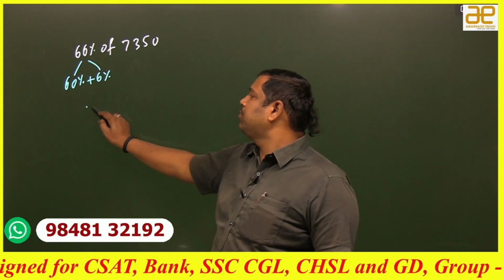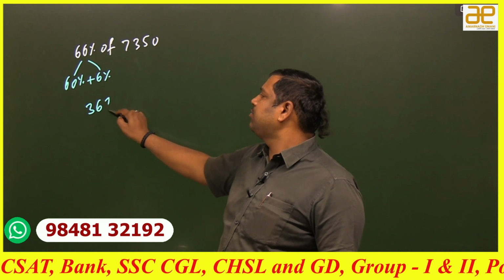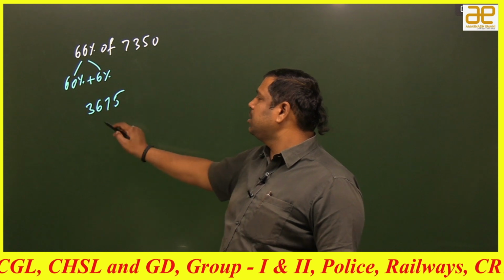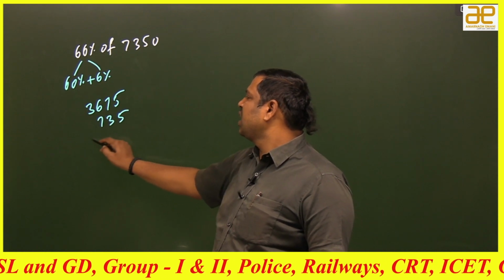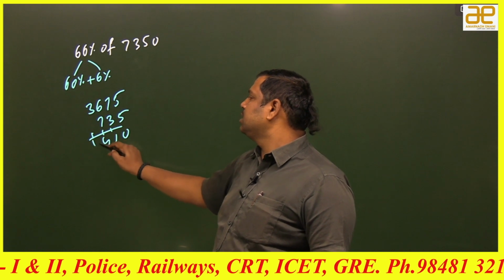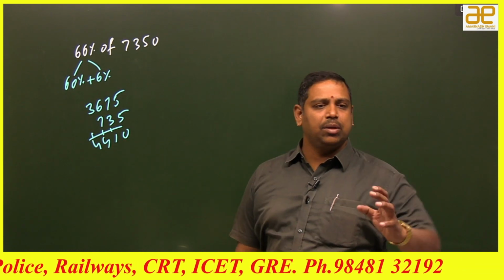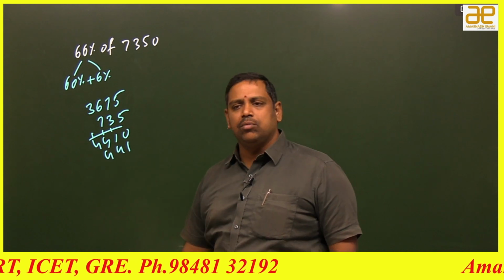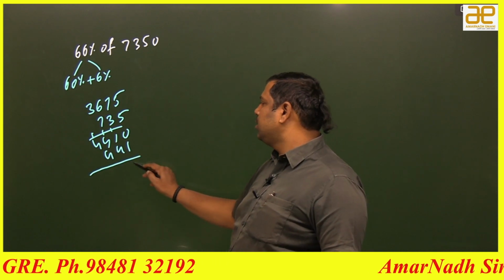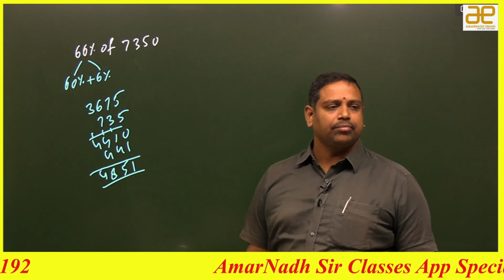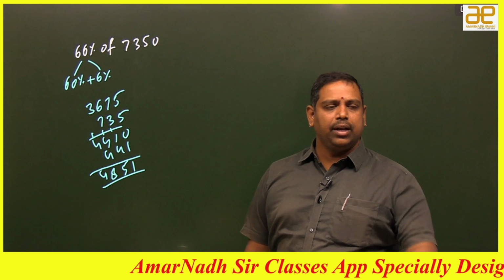50% means half, 3, 6, 7, 5, 50% completed. Now 10%, 10% means 735. 5 plus 5 is 10 and this is 11 and this is 14 and this is 4. 4410 is 60%. Now if you want 6%, just removing 10. Okay, then happily add it. 1584. So 4851. Got it? Anyone?